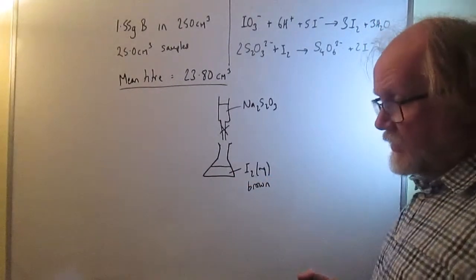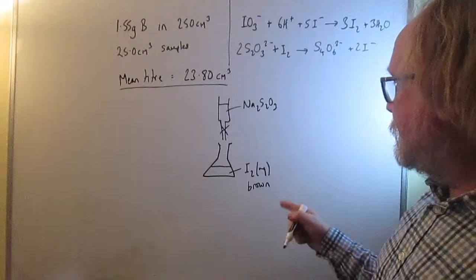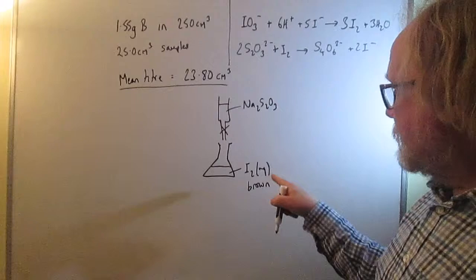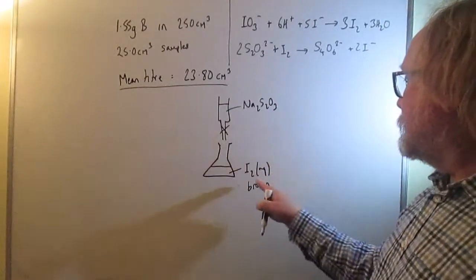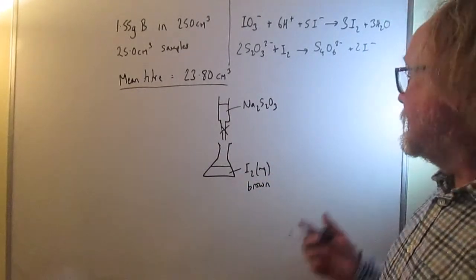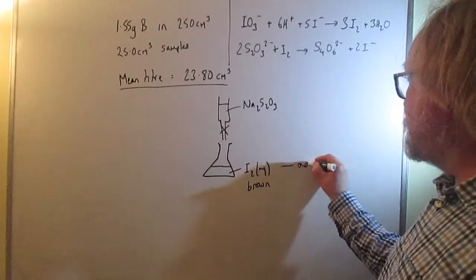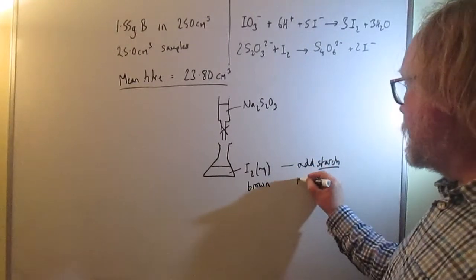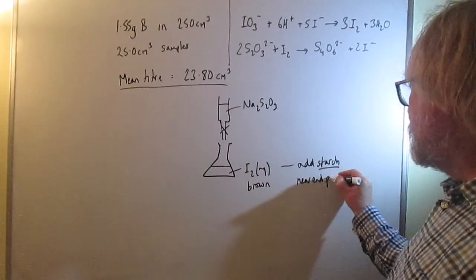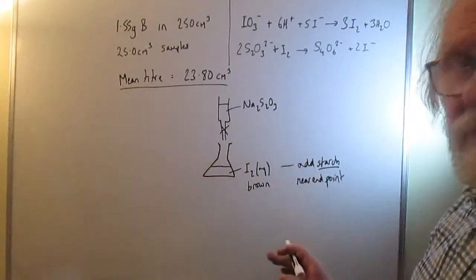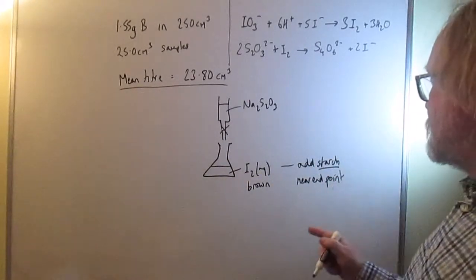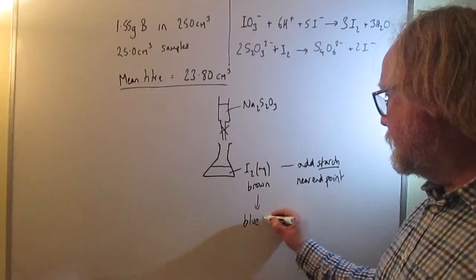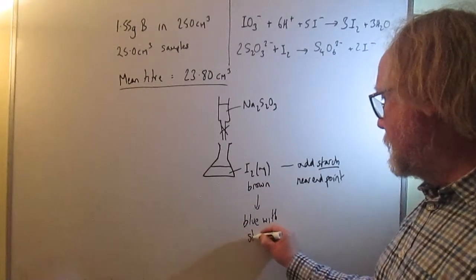So in principle, what you do is you look for the moment when the brown colour disappears, because as the iodine's used up, the brown colour gets paler. But the problem is that when it gets very pale, it's actually hard to see. So what you do is you add starch as an indicator when you get near the end point. Okay, so when you get close, in other words, when the pale brown colour's got quite pale, you add starch solution, and that turns it blue in the presence of iodine.